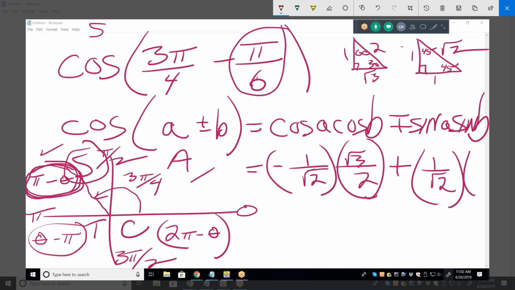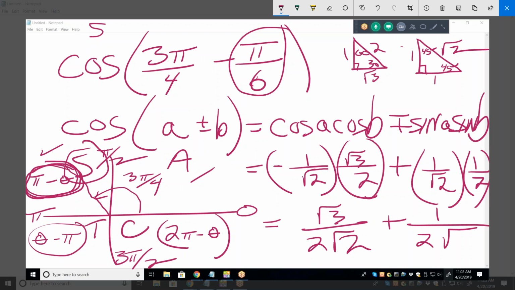And finally, what's the sine of pi over 6, or 30 degrees? The sine of pi over 6 is 1 over 2. Now we just have to do the algebra. So that's square root of 3 over 2 root 2 plus 1 over 2 root 2. Same answer as the previous problem. Square root of 3 plus 1 over 2 root 2.